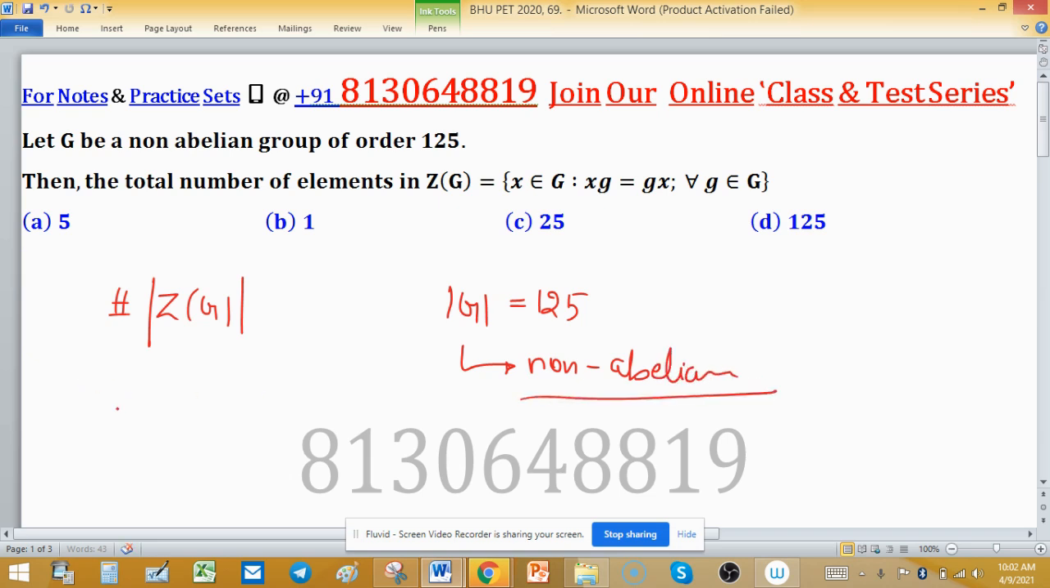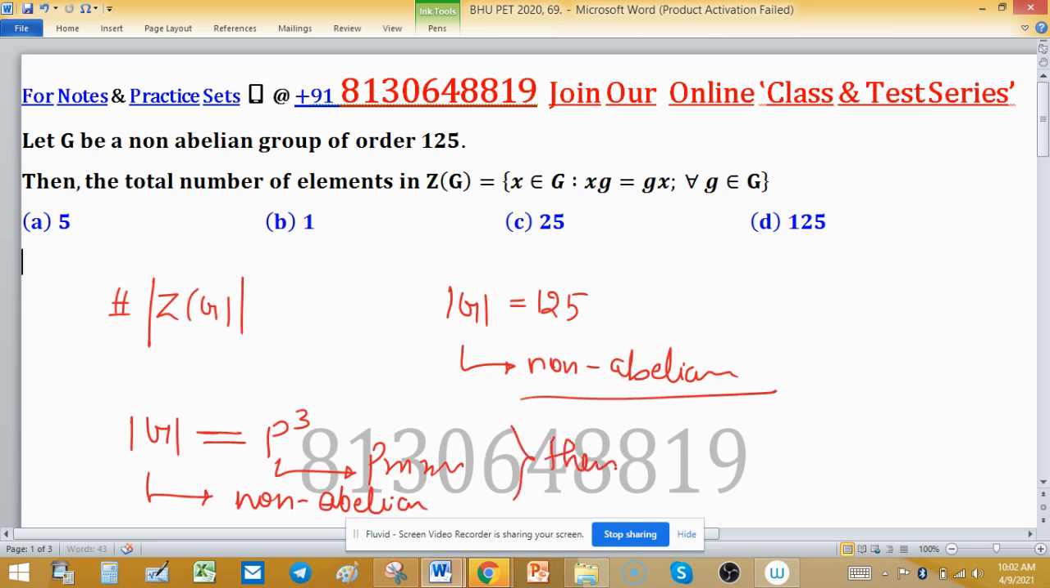Keep one point in mind. If the order of G is p raised to the power n, where p is prime, and G is non-abelian, then the order of the center of G equals p. Here 125 can be written as 5 raised to the power 3. So the order of Z(G) will be 5. So option A is true. This result is true for all primes.